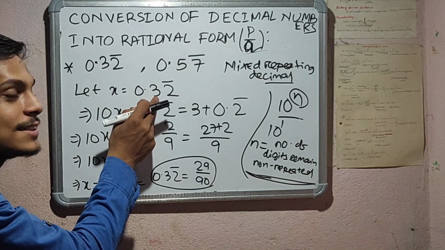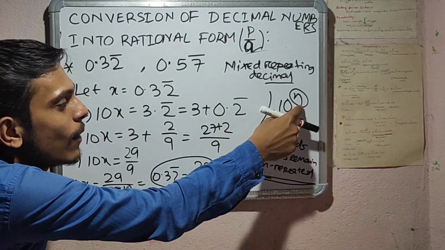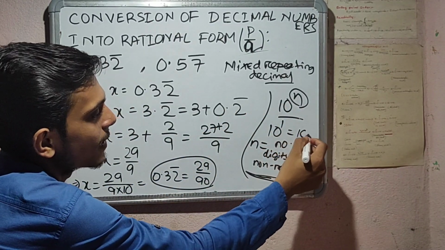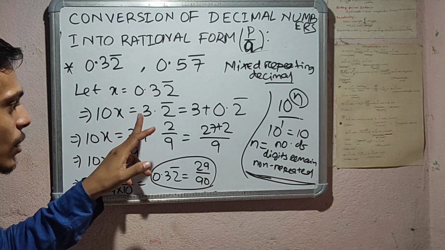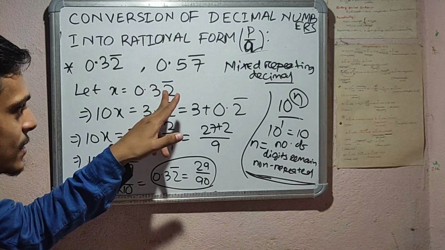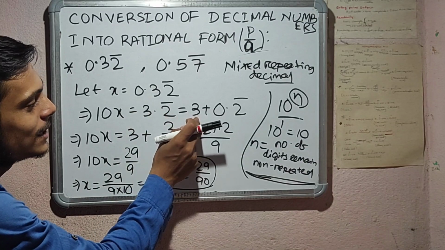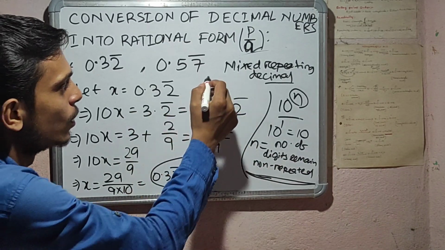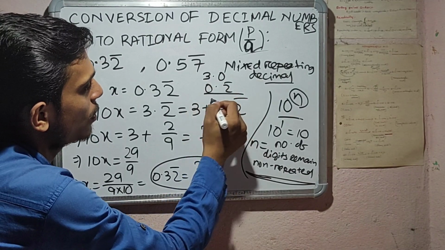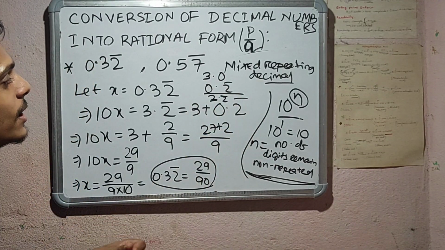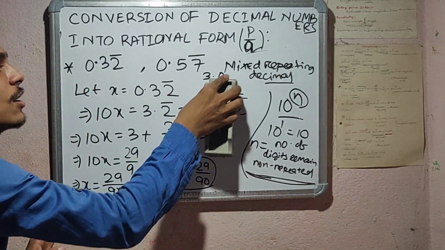How many digits are non-repeated here? That is only 3, one digit. One digit means 10 to the power 1, which is 10. So we multiply by 10. So 10x equals 3.2 bar, where the decimal point is shifted. Then 3.2 bar can be written as 3.0 plus 0.2 bar. Yes or no? So it can be written as 3 and 0.2 bar.